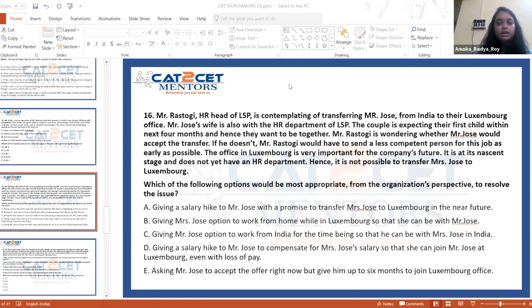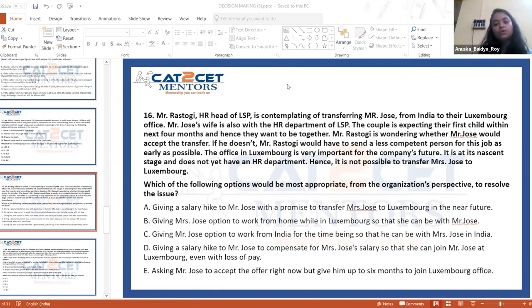D. Giving a salary hike to Mr. Jose to compensate for Mrs. Jose's salary so that she can join Mr. Jose at Luxembourg even with loss of pay. Okay. Now this option says, ask your wife to leave the job, go there and sit. We will pay her salary to you. Will this option work again? क्या ये एक अच्छा option है? नहीं, right? Obviously, think from a normal point of view. Nobody will accept this. Then why will the wife accept this? She is an accomplished person. She will work. Okay, so she will not leave her work and go and sit there, right? She won't be doing that.